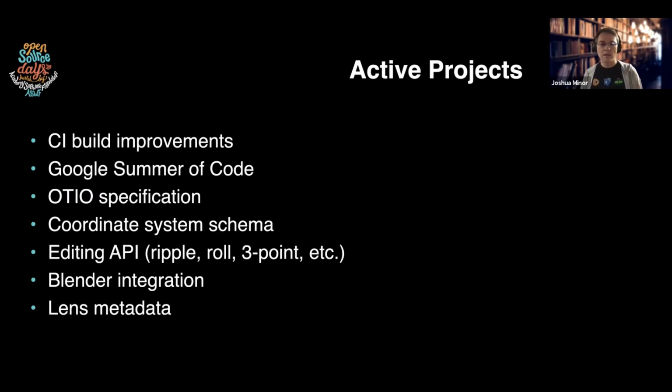There's a contribution from Autodesk that's specifying a spatial coordinate system schema. There's discussion about a prototype of an editing API, with methods for doing overwrite, insert, and those kinds of things that were previously not represented in OTIO. There's a Blender integration underway, and improvements to lens metadata. So these are all going in some form or another. If you want to participate in any of those, you're welcome to.